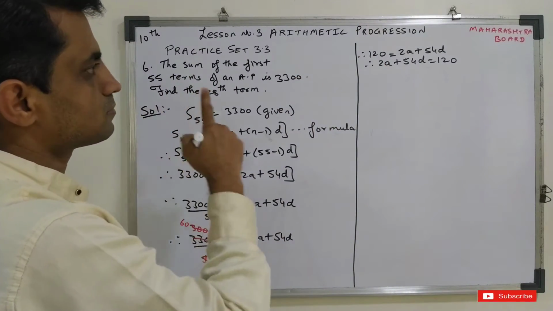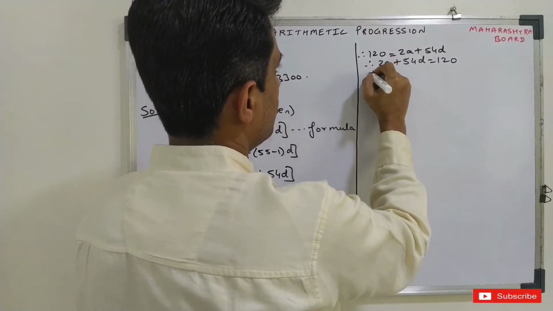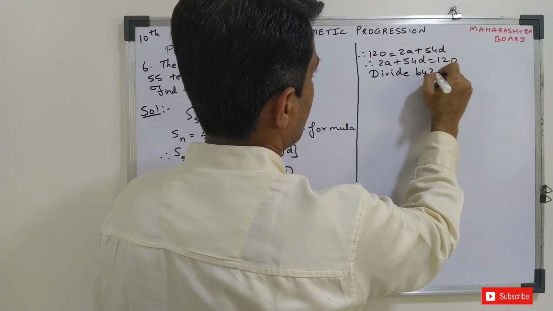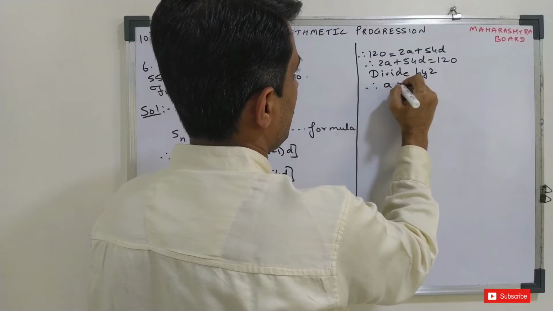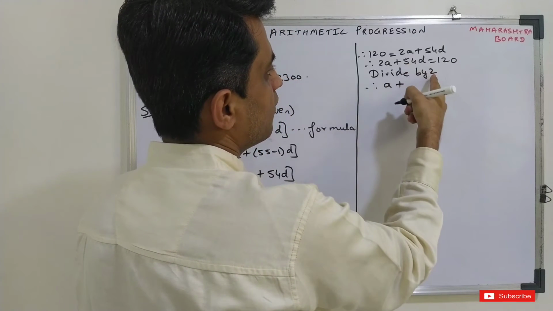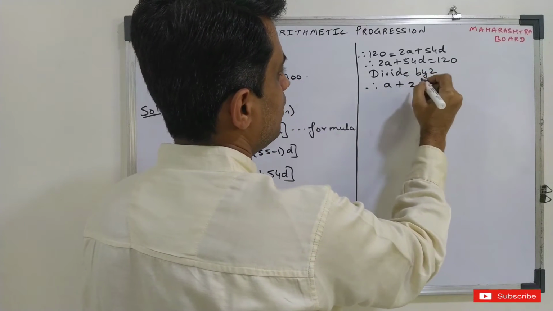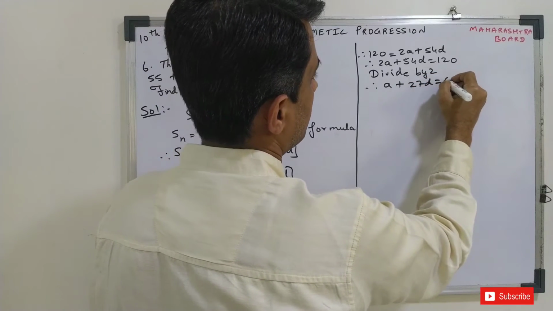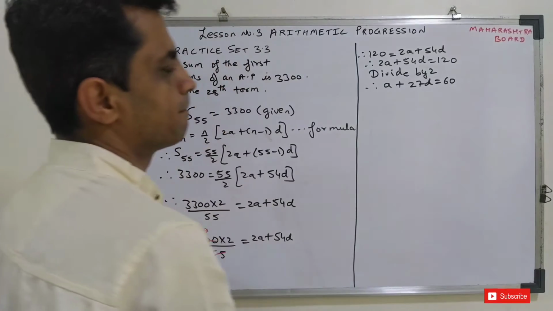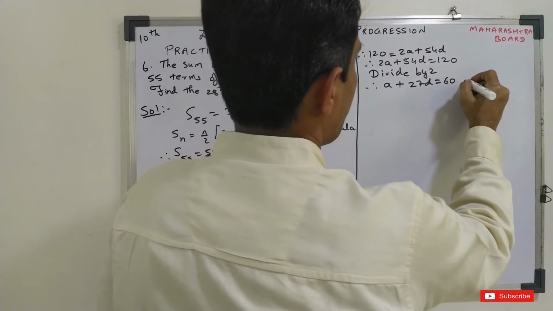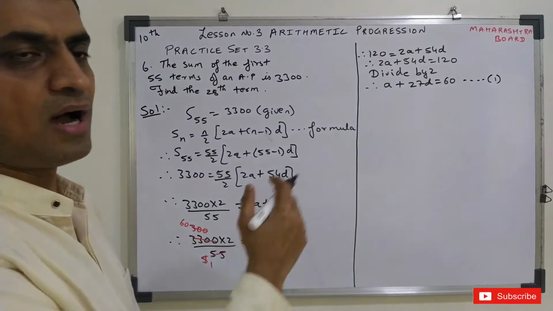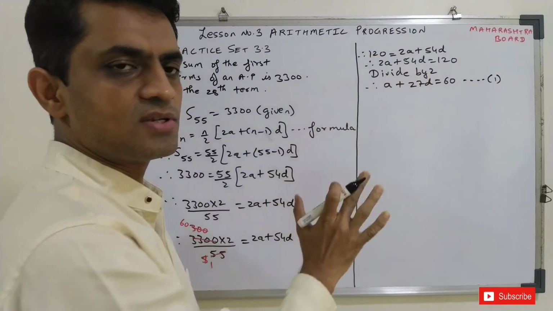Now divide by 2. When we divide by 2, we will get a plus 54 divided by 2. 2 2s are 4, 2 7s are 14. So a plus 27d is equal to what? 60. So write this as 1 because we are going to use this. Now you can't solve this equation further.